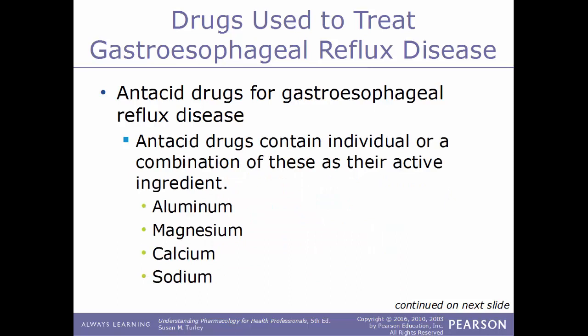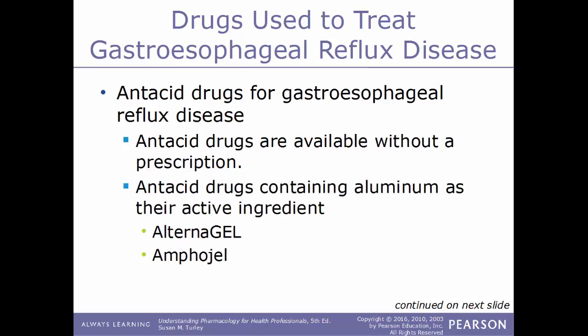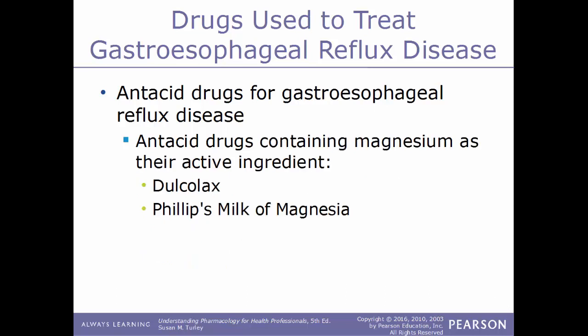Now, antacid drugs contain individual or a combination of the following elements as their active ingredient. It could be aluminum, magnesium, calcium, or sodium. Antacids are available without a prescription. Some common examples of antacids that contain aluminum as their active ingredient would be Alternagel and Amphojel. And some common antacids that contain magnesium as their active ingredient would be Dulcolax and Phillips Milk of Magnesia.